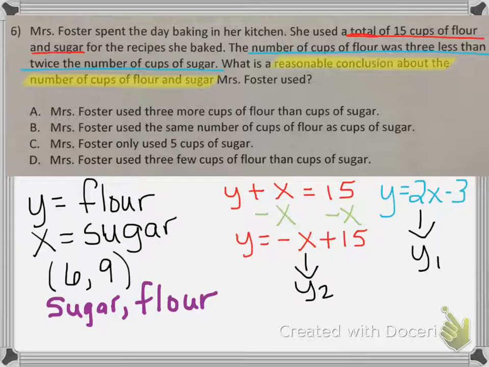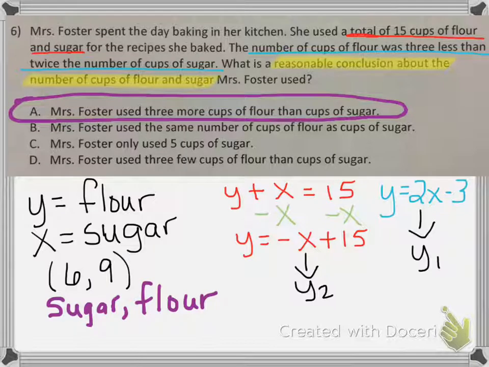Now we can look at our choices for reasonable conclusions. And this is saying that she used 3 more cups of flour than sugar. So the reasonable conclusion that can be drawn is A. Mrs. Foster used 3 more cups of flour than sugar.